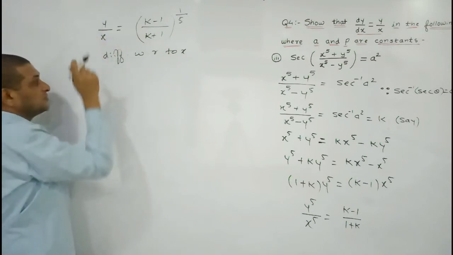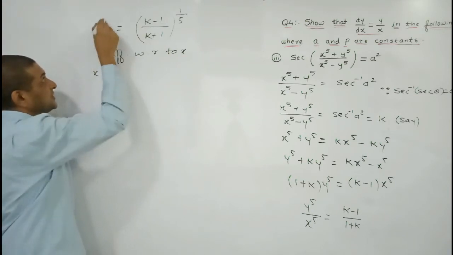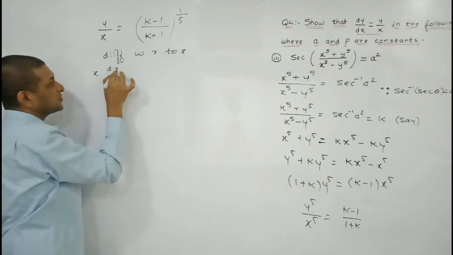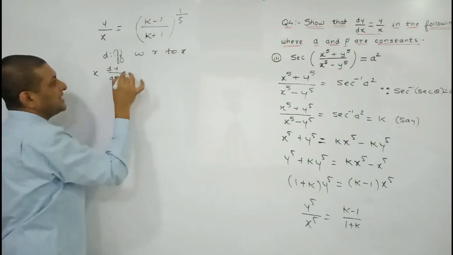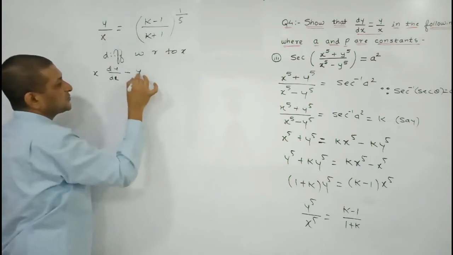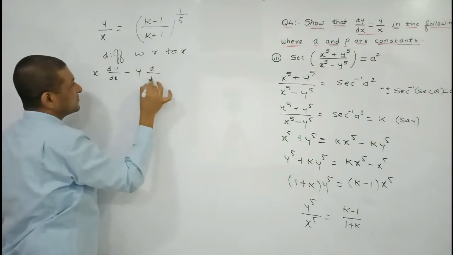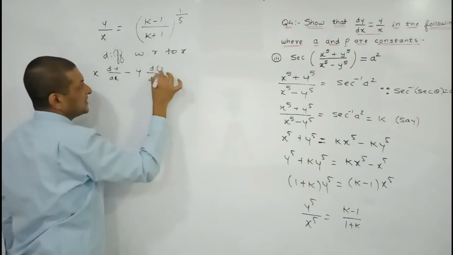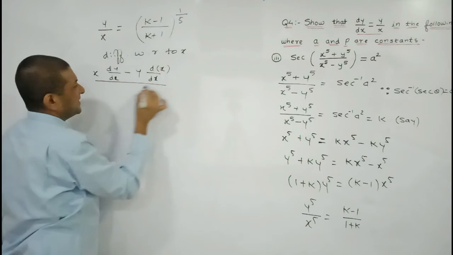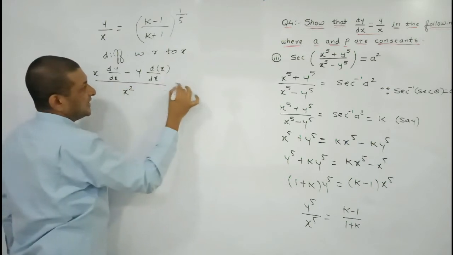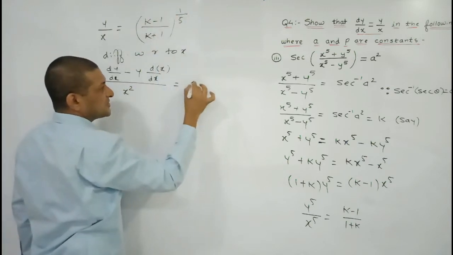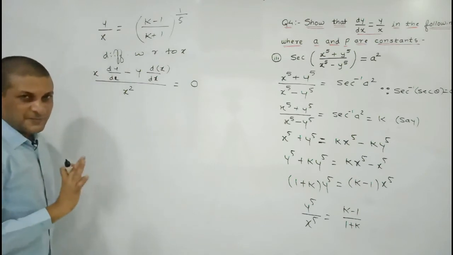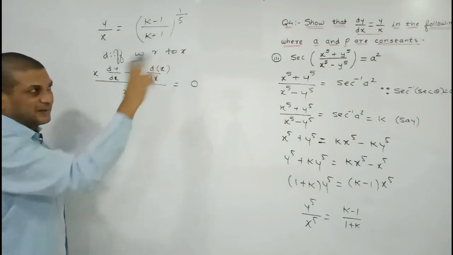According to the quotient rule, v as it is, means x as it is, into the derivative of u, means dy by dx, minus u as it is, means y as it is, into the derivative of v. What is v here? x. Divided by v square, means square of x, and on the right-hand side the derivative of a constant term will be equal to what? 0. Now simplify it to get our required result.